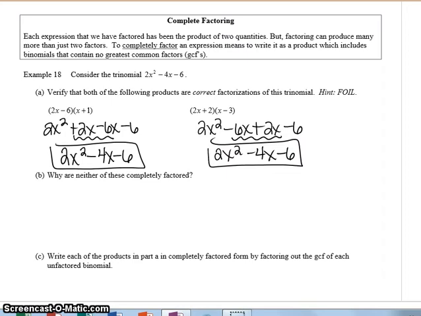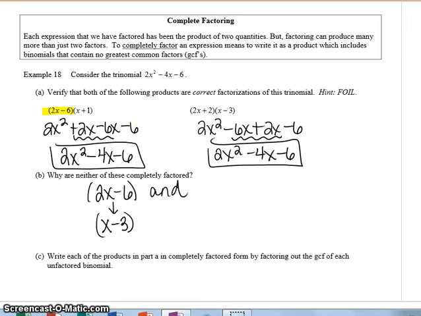So part B says, why are neither of these completely factored? Well, if you look at the binomial in the first one, this binomial 2x minus 6, there's still a factor here. 2 and 6 still have a number in common. So if you divide both of those by 2, you're left with x minus 3. That's why it's not completely factored.